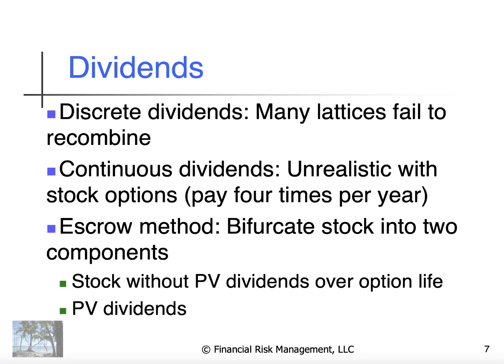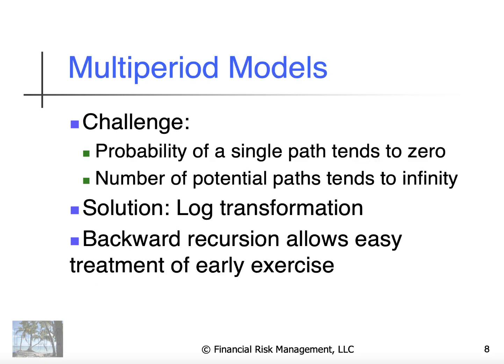Discrete dividends. Many lattices fail to recombine if you allow the stock price to fall by the discrete dividend amount. When it goes ex-dividend, the lattice fails in its recombining requirement. Therefore, continuous dividends is typically unrealistic for stock options, but it is one way to handle the lack of recombining. Probably the most efficient way to handle discrete dividends is to bifurcate the stock into two components: the stock without the present value of the dividends over the option life, and the present value of the dividends itself. By splitting the current stock price into two components, we're able to avoid the lack of recombining when there's a discrete dividend payment.